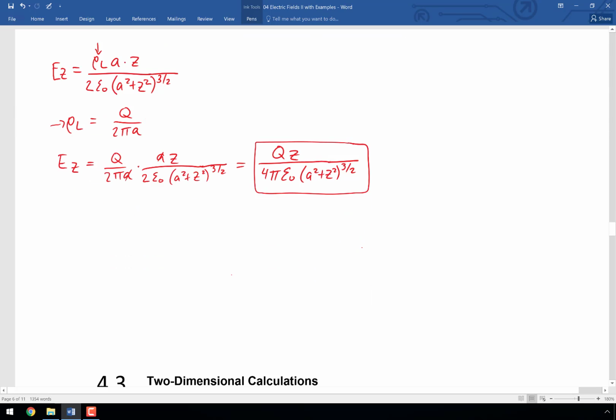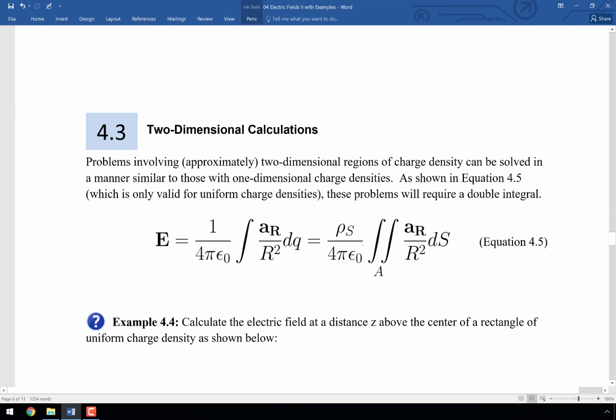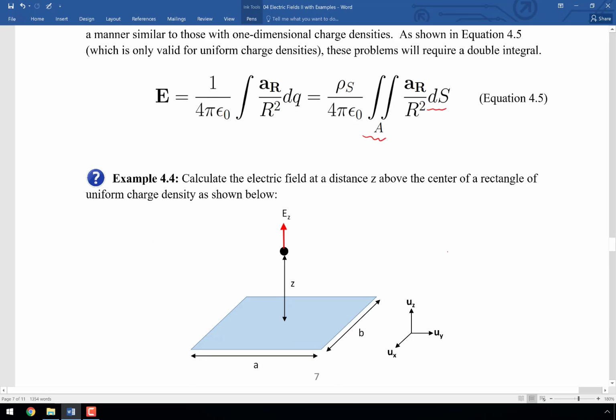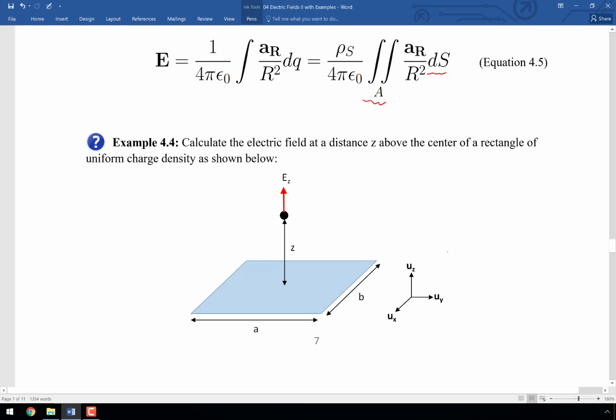Let's tackle some two-dimensional problems. So here, rather than doing a single integral, now we're going to need to do a double integral, and it's going to be an integral with respect to the surface rather than just a linear integral. But notice that still we're going to have this same idea, that it's still just doing an integral of charge, and that we're going to be able to, again, omit the a sub r because we're going to keep track of what direction we're working on ourselves. So let's calculate the electric field at a distance z above the center of a rectangle of uniform charge density.